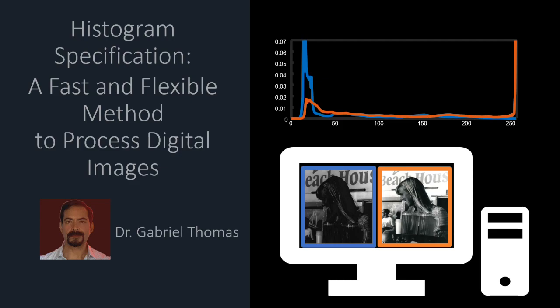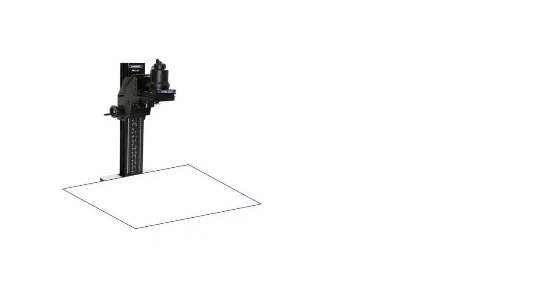Welcome to the presentation. Before digital photography, developing pictures required the use of an enlarger where the negative was placed on the top of it. Different exposure times create different contrast on the developed images.